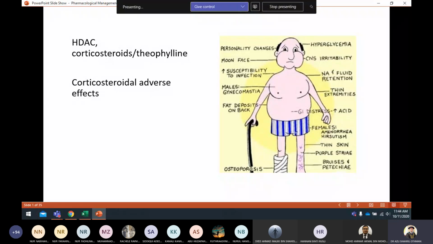The other question from yesterday is whether you need to remember all the mechanisms underlying corticosteroidal adverse effects. We're talking about the Cushing effect due to steroids, and whether you need to know the mechanisms underlying those adverse effects.